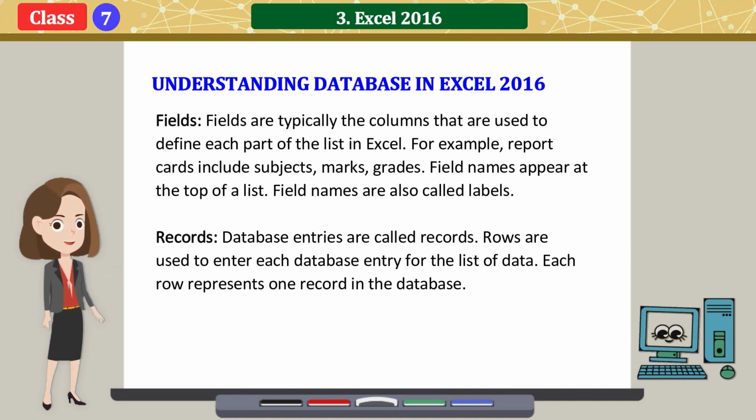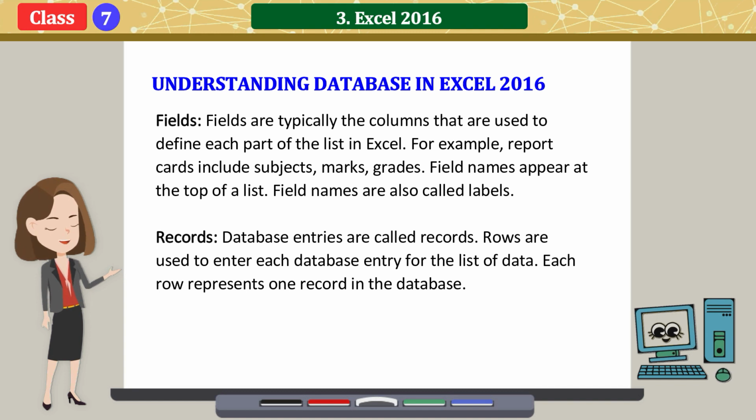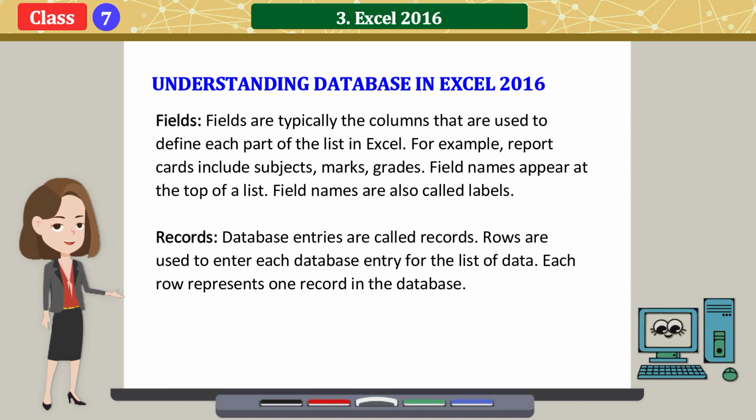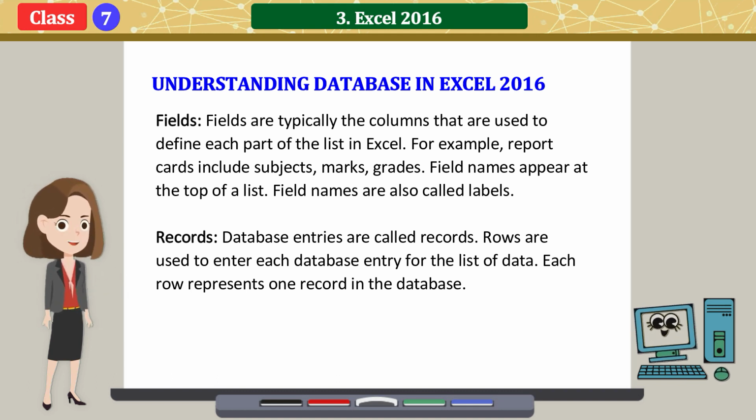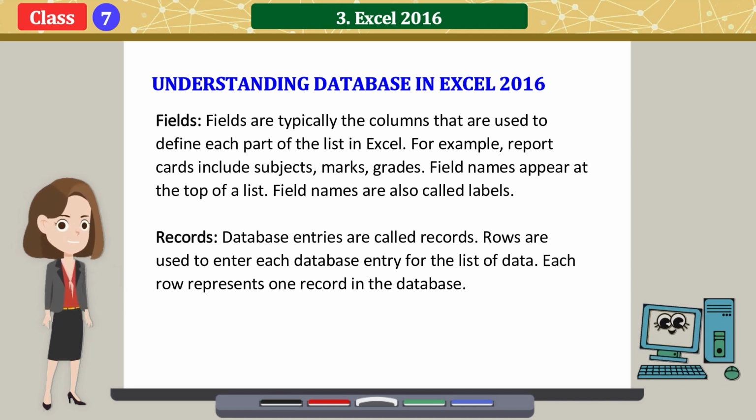Fields. Fields are typically the columns that are used to define each part of the list in Excel. For example, report cards include subjects, marks, grades. Field names appear at the top of a list. Field names are also called labels. Records. Database entries are called records. Rows are used to enter each database entry for the list of data. Each row represents one record in the database.